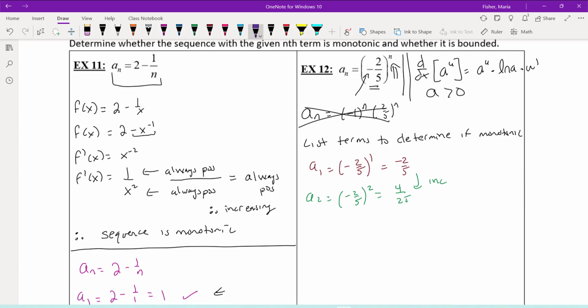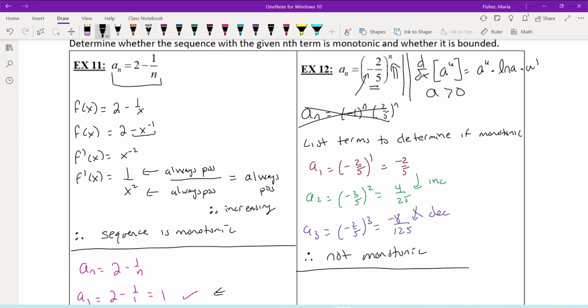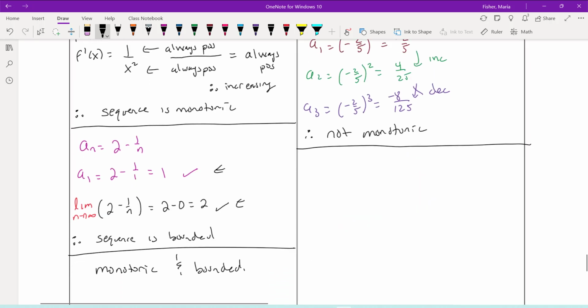What about a sub 3? Well, a sub 3 would be negative 2/5 cubed, which is negative 8 over 125. Well, wait a second, now we're decreasing. Since we switched from increasing to decreasing, we know that we are not monotonic. Remember, something is monotonic if it's always increasing or if it's always decreasing. If you're going between increasing and decreasing, you are not monotonic. Usually if you have a negative raised to the nth power, to determine if you're monotonic, it's best to find the first few terms.